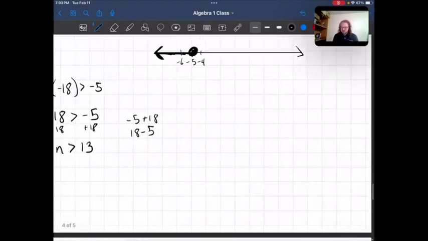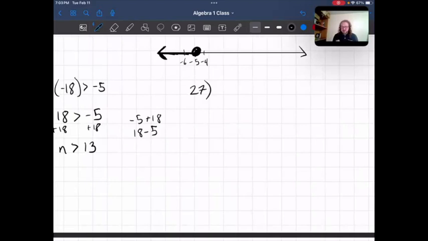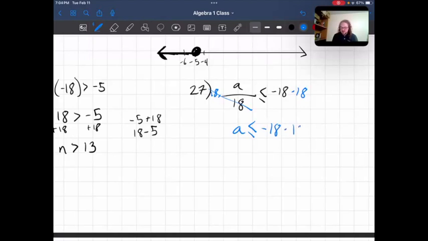Although I definitely do want to pick number 27 as being probably the biggest numbers on the page. We had a over 18 is less than or equal to negative 18. This is just one step, but it's big numbers. I've got to multiply both sides by 18 in order to cancel this out. So I end up with a is less than or equal to negative 18 times 18. I just got to work that out.